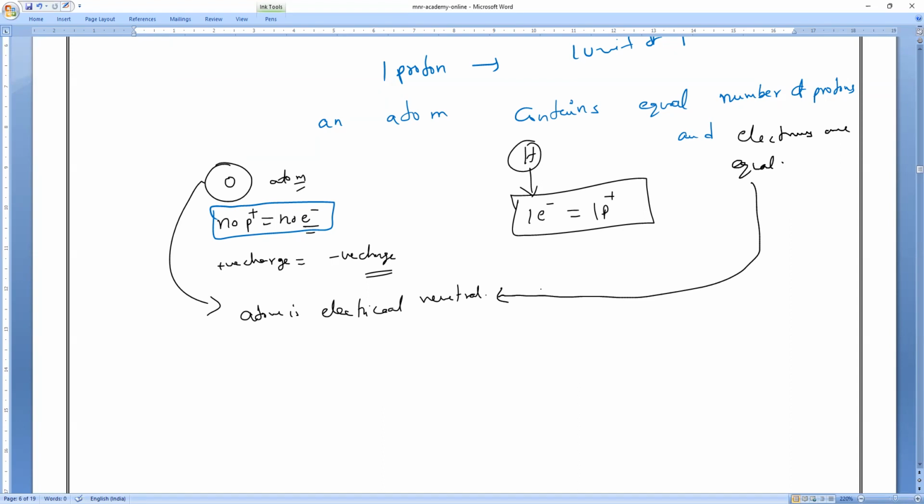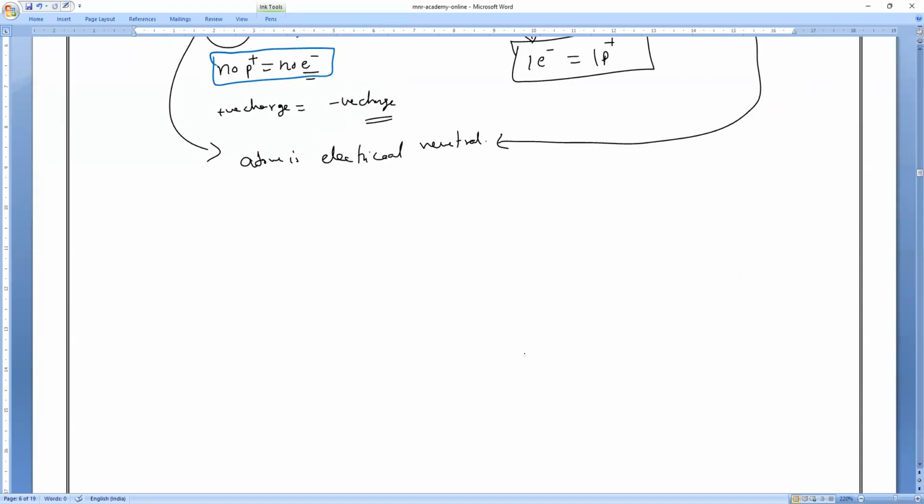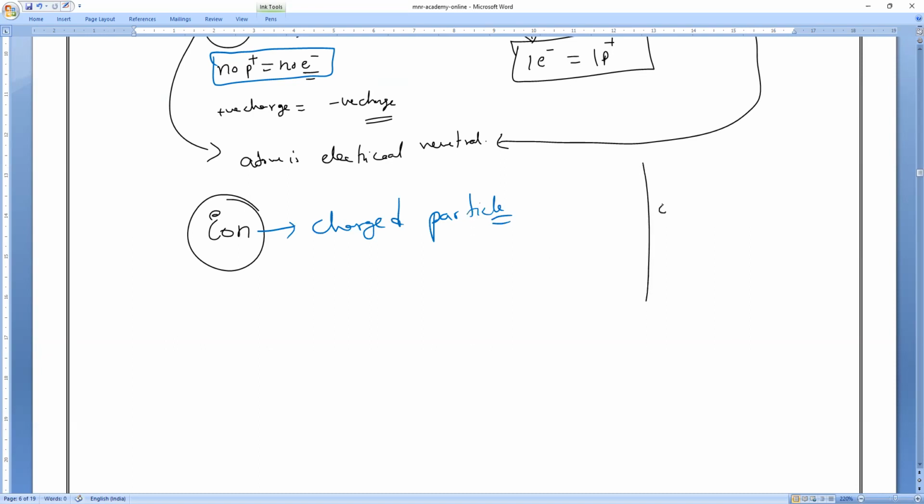Now, ions. What is the definition of ion I have taught you before? Anybody can tell? What do you mean by ion? Ion means, keep it in mind, a charged particle. Charged particle means, remember, I already told you, who will be involved in chemical reactions? Who will be involved in chemical reactions, everybody?